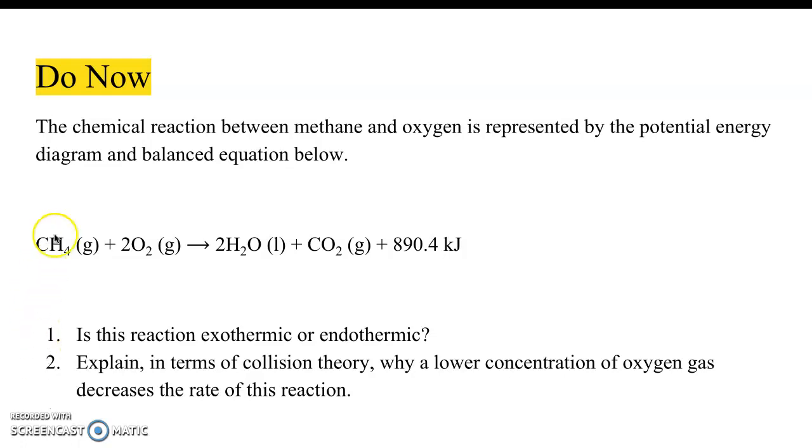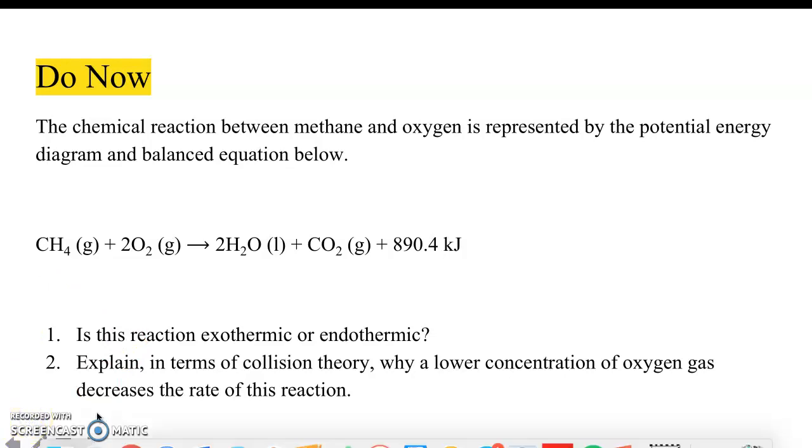So the chemical reaction here is between methane and oxygen, and hopefully you remember what type of reaction this is. But my first question is, is this reaction exothermic or endothermic? And question number 2, having to do with the previous lesson, explain in terms of collision theory why a lower concentration of oxygen gas decreases the rate of this reaction.